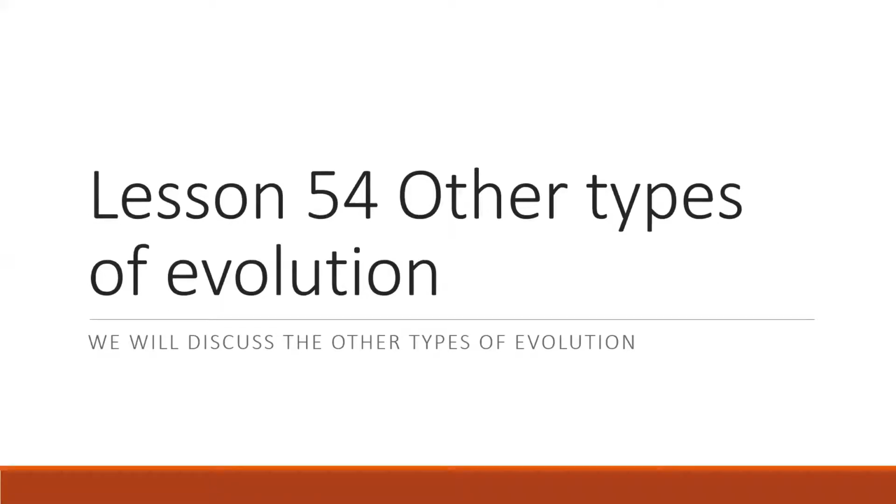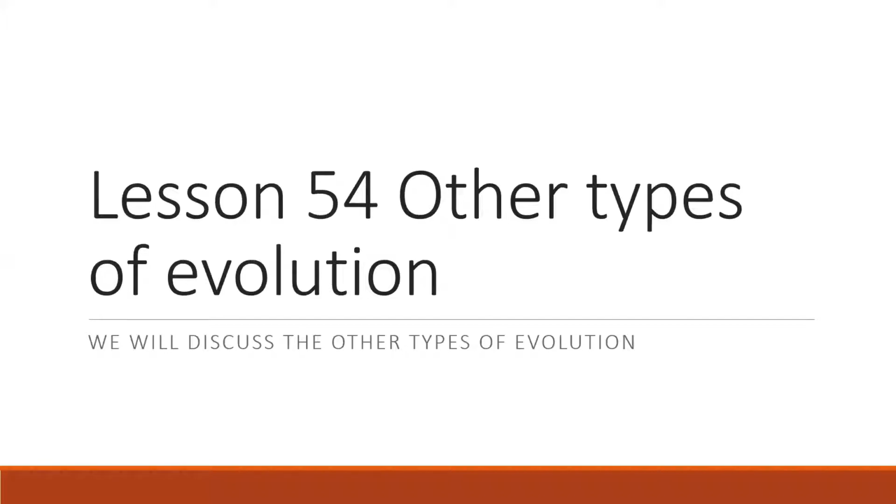Lesson 54, other types of evolution. We will discuss the other types of evolution that can occur. And of course, these are just names that we give to evolution. All evolution is just slow changes over time caused by some kind of pressure.